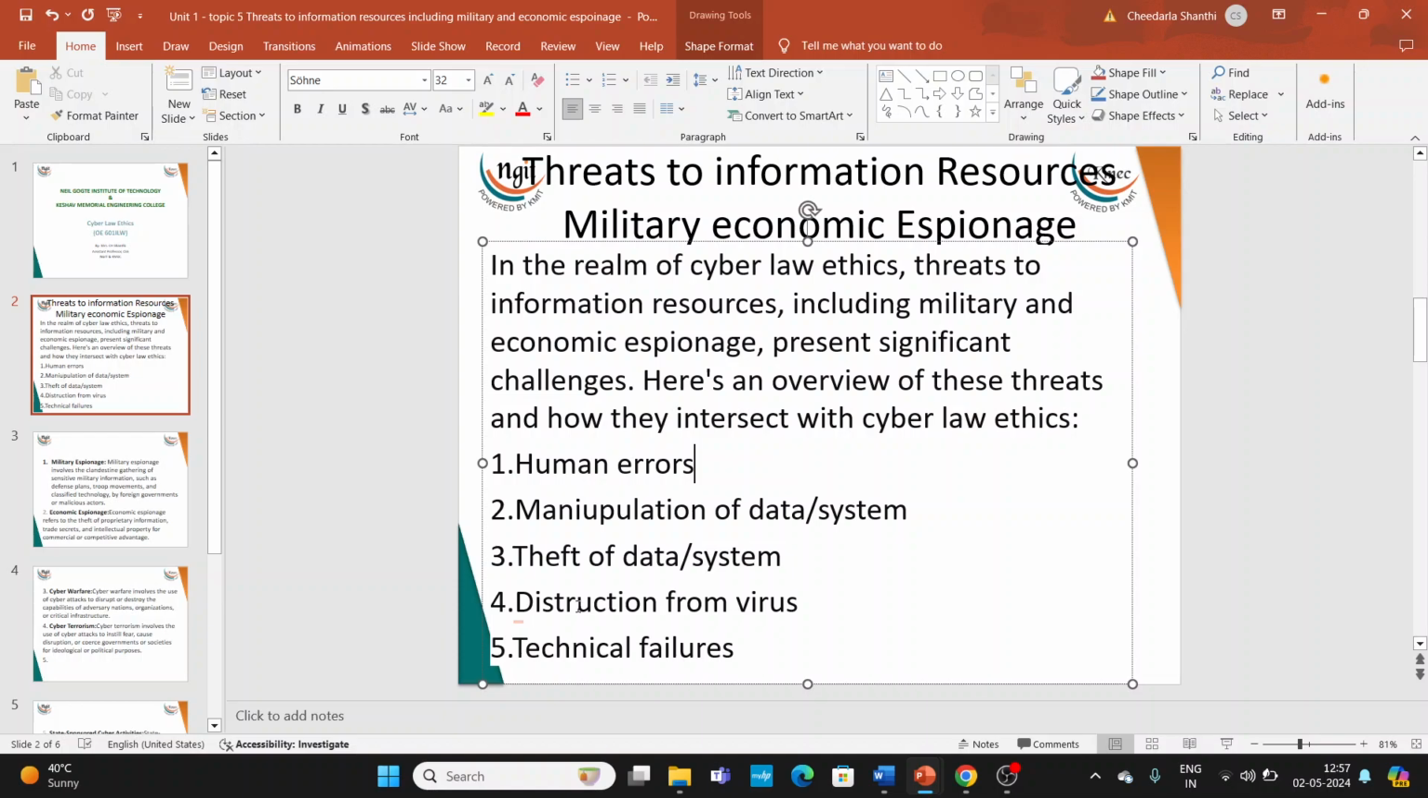Coming to the sixth one, natural disasters. Natural disasters include floods, fire, earthquakes, and lightning on the earth. These are also threats to the information resources.